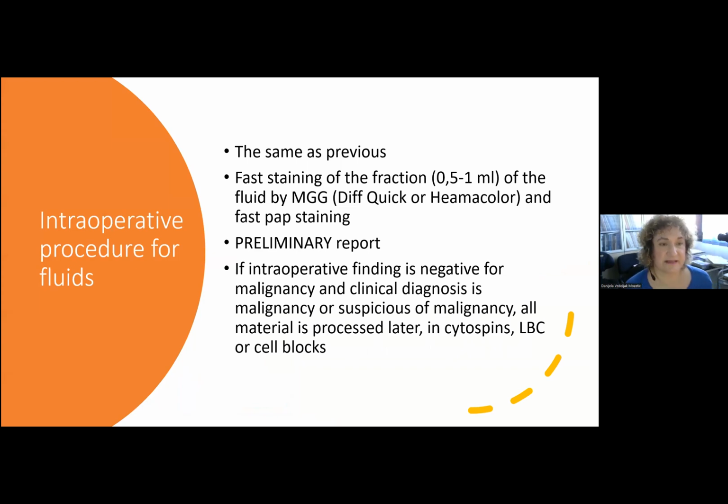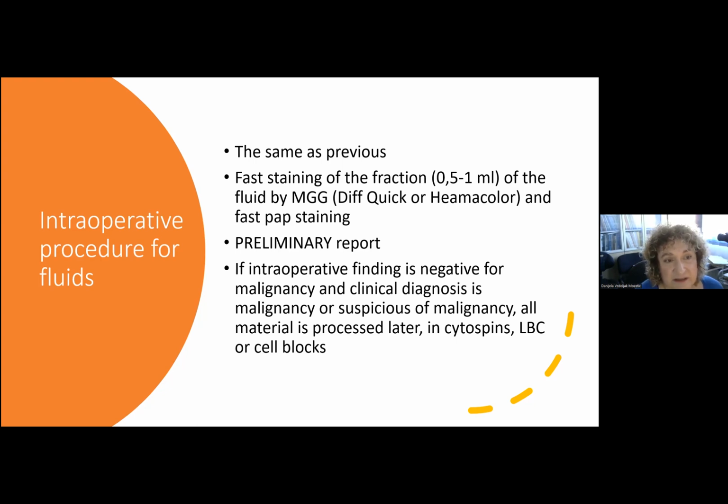Sometimes we also analyze our fluids intraoperatively. The procedure is the same as previously, with the difference that we use fast staining for a fraction of the material. For two slides, we use something like Diff-Quik or Hemacolor. We use Hemacolor. Maybe you have some other brand of fast staining, and we also have a procedure for fast Pap staining.